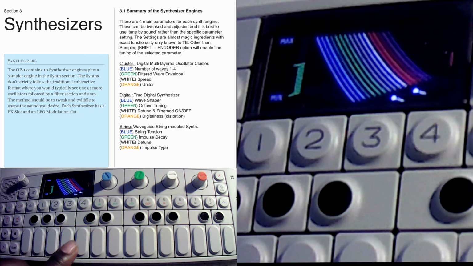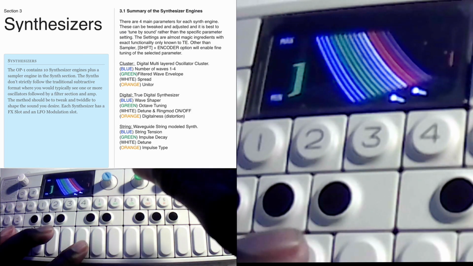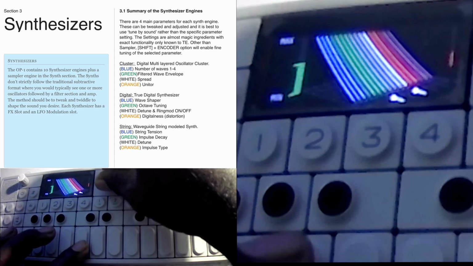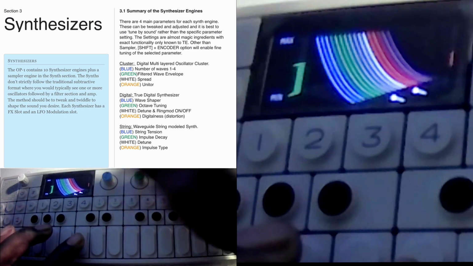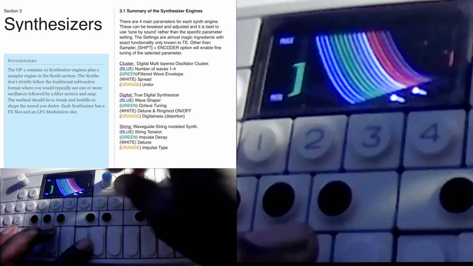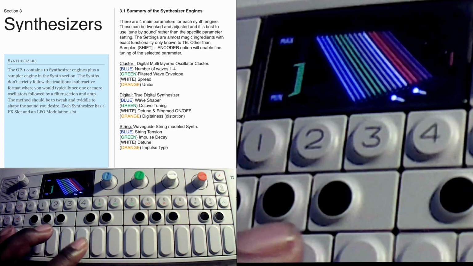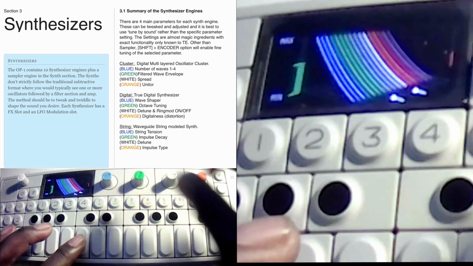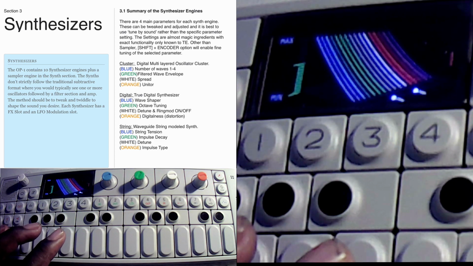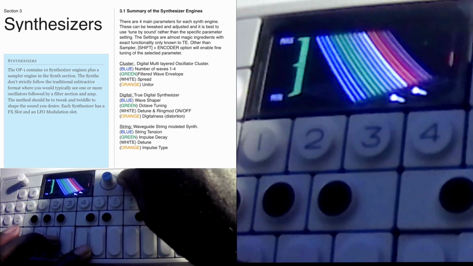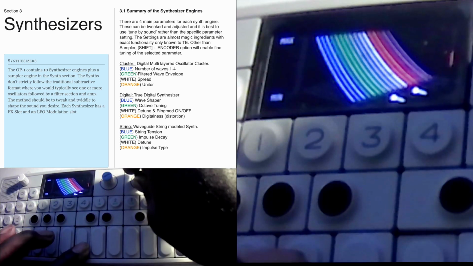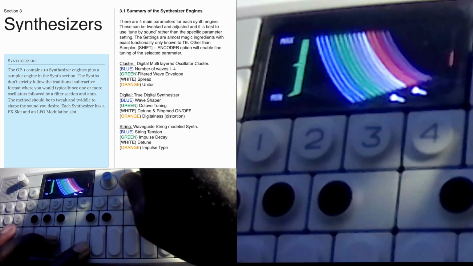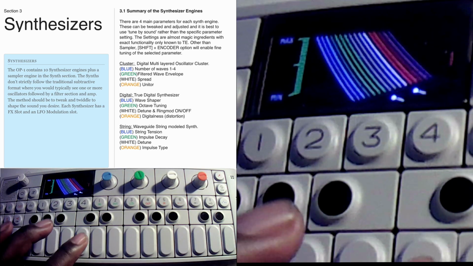When you're in this mode, the blue controller controls the string tension, so that's at 0, and then that's at maximum. Then the green button is impulse delay, so that's at minimum. And that's at maximum.